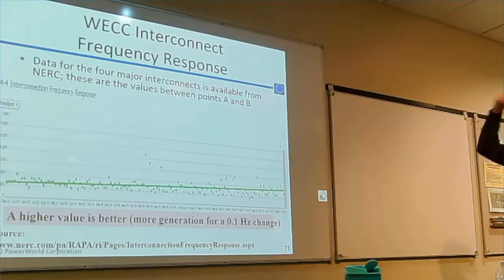Why are some dots high and some dots low? Higher or lower load on the system. Yeah, load, or really more generators online. What, the event was? What the event was?